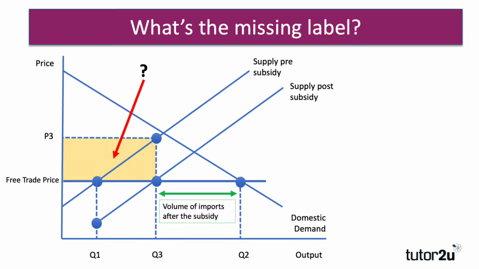Okay, similar sort of topic here. I think this is a tricky one. This is really pushing you here. Okay, first we've got to look for clues as to what diagram this is, and it's telling us it's a subsidy. We've got pre-subsidy and post-subsidy. It's telling us the free trade price. This is telling us that it's going to be a trade subsidy, which is slightly different in the way we might analyze this.